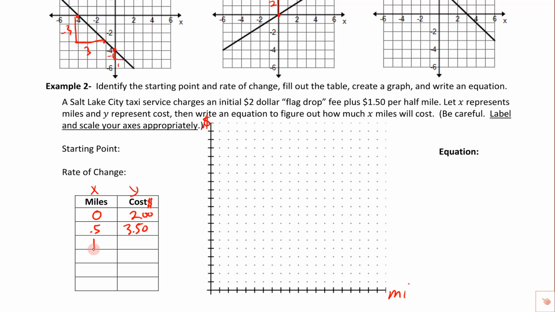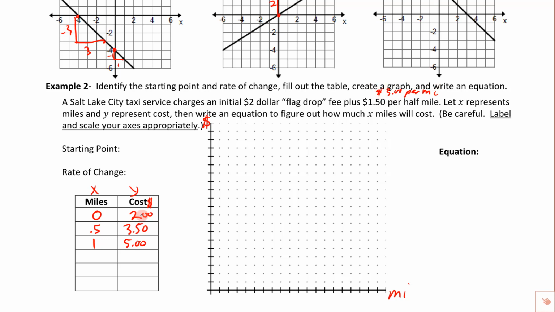Okay, after 1 mile, we're going to owe them another $1.50, so that's going to put us at $3.50 plus $1.50, that's going to be $5. And if you stop and think about this, if it's $2.50 per half mile, if we double this, this is going to be $3 per mile. Okay, so $3 a mile in this particular case.